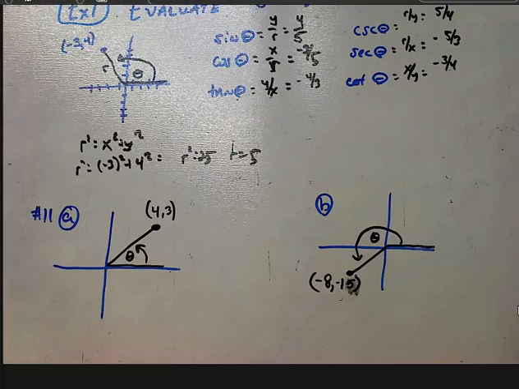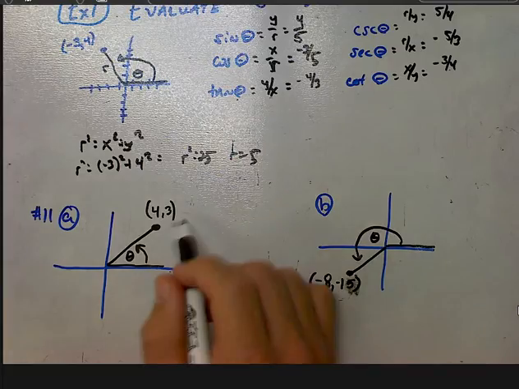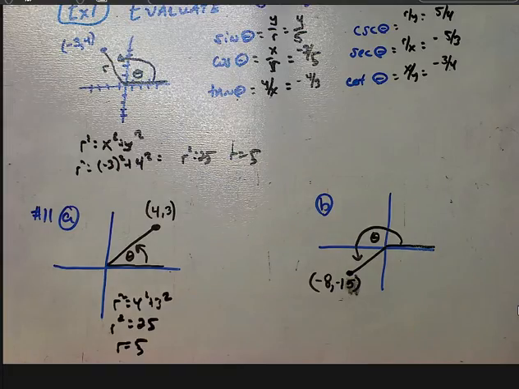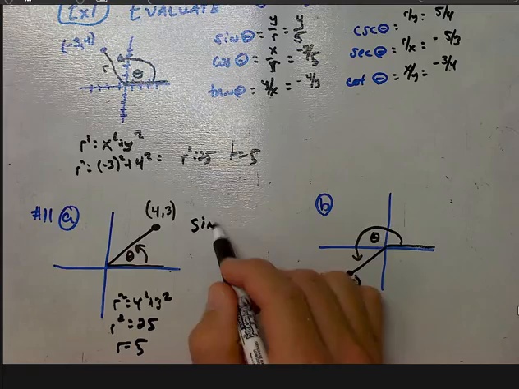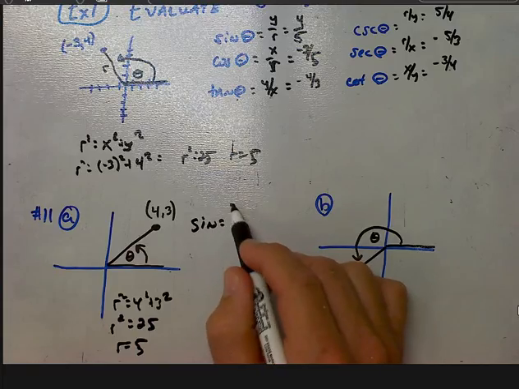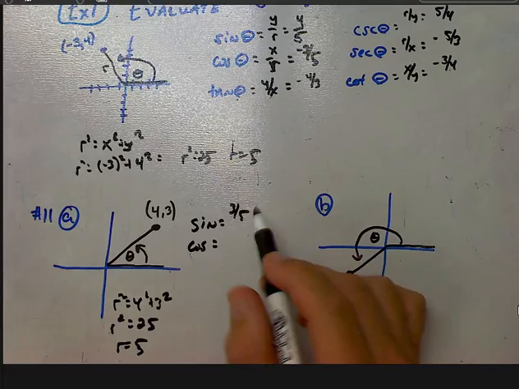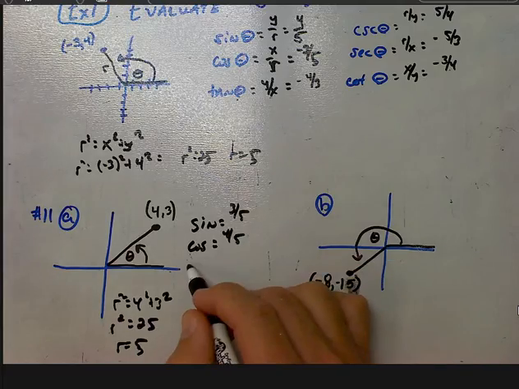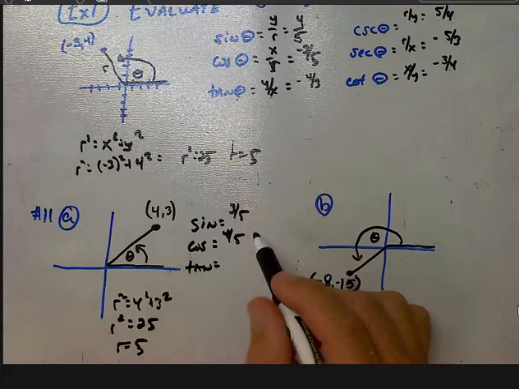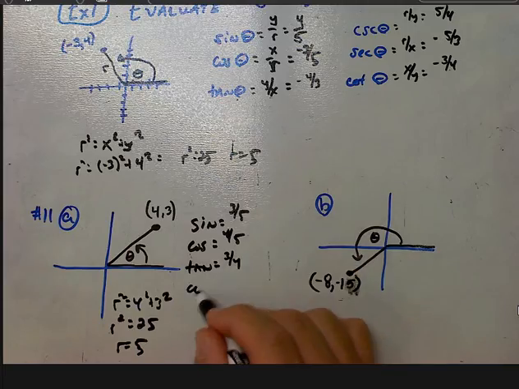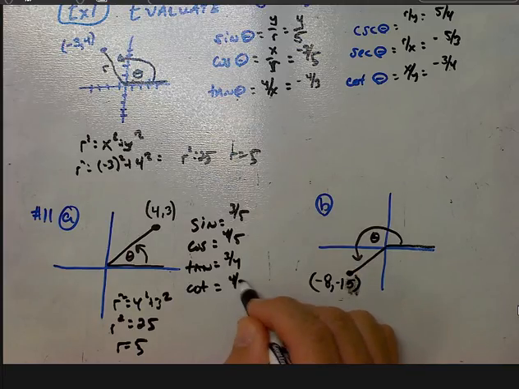Okay, now that you're back, 4 comma 3. So r squared equals 4 squared plus 3 squared. R squared is 25, so r is 5. That makes the sine value equal y over r, which would be 3/5. The cosine value would be x over r, which would be 4/5. The tangent value would be y over x, which is 3/4. Then the cotangent value would be 4/3 because it's x over y.